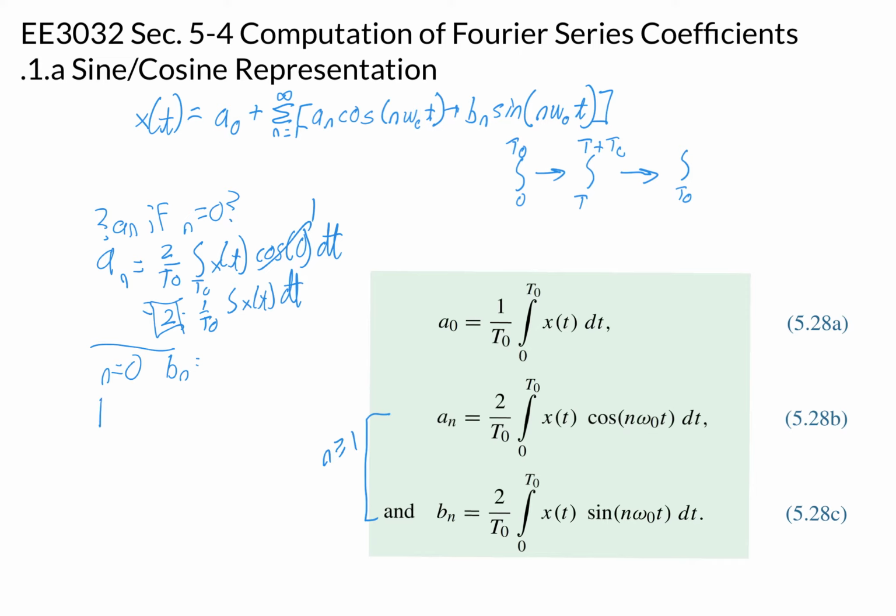I'm going to get b of 0 equals 2 over t0, integral over any period t0, of x of t times the sine of n omega naught t, sine 0 because n is 0, dt. This is times 0 here. So no matter what the function x is, I get 0. So if we want to be very formal, we can say that if there is a b0 term, we can treat it as 0.